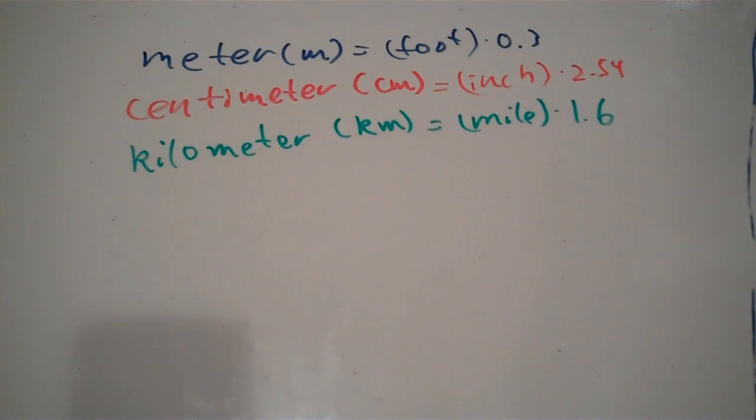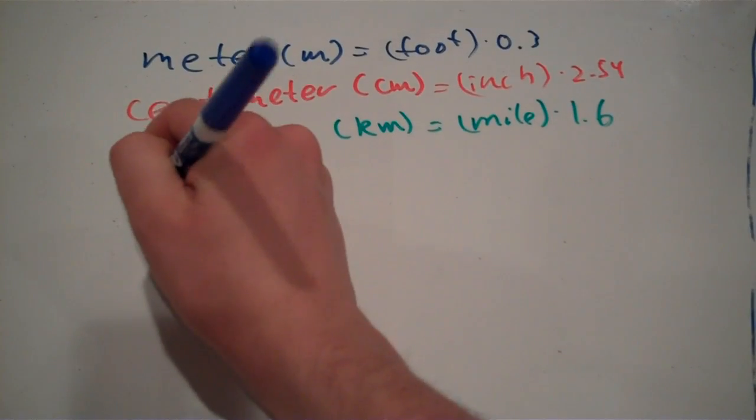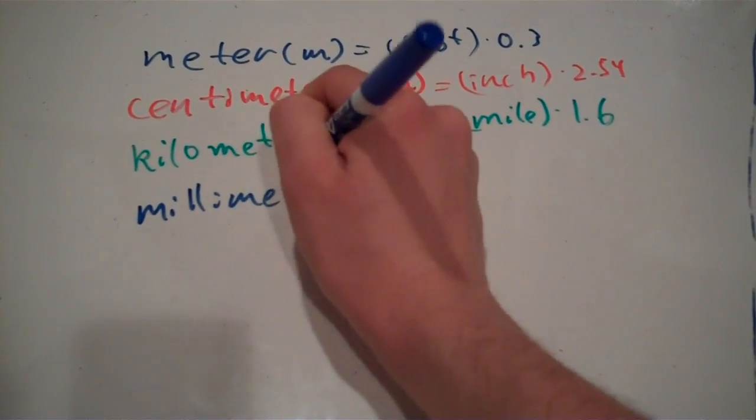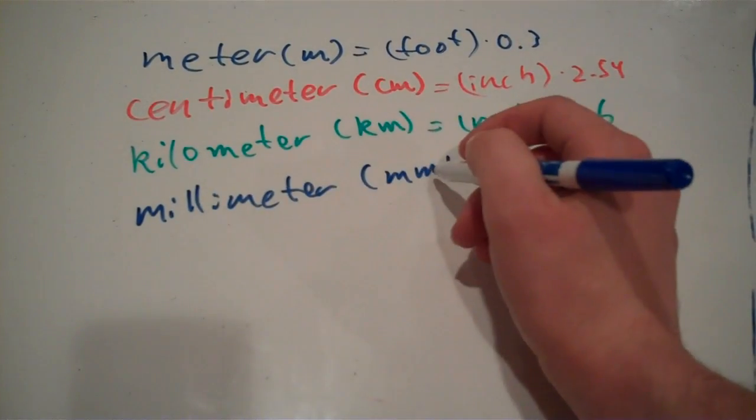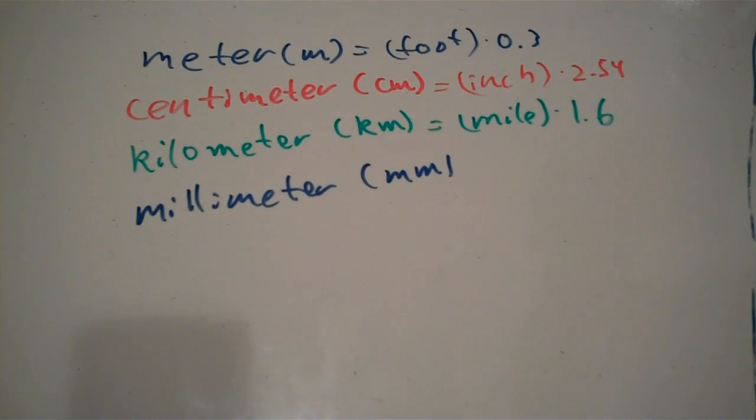Now, the last measurement for length that I'm going to mention here is the millimeter, which is abbreviated mm. M for milli and the other m for meter. Now, the millimeter does not actually replace any commonly used imperial unit, because there is no real imperial unit about the size of a millimeter. But, to give you an idea of about how long a millimeter is, it is about the height of your fingernail. So it's rather short.